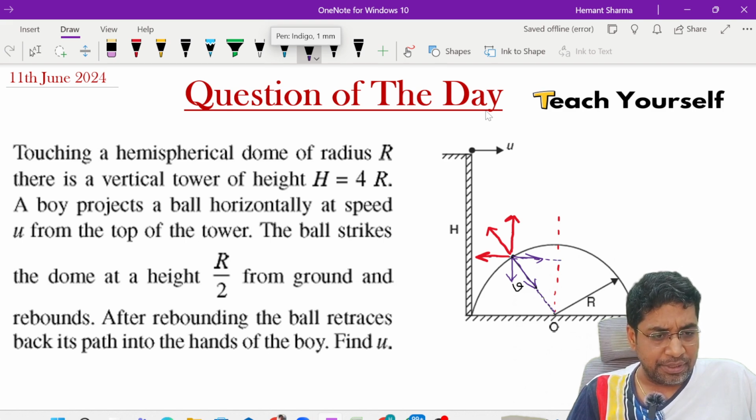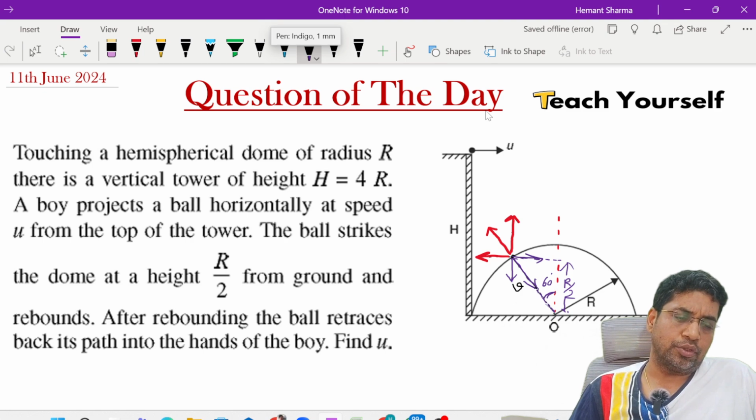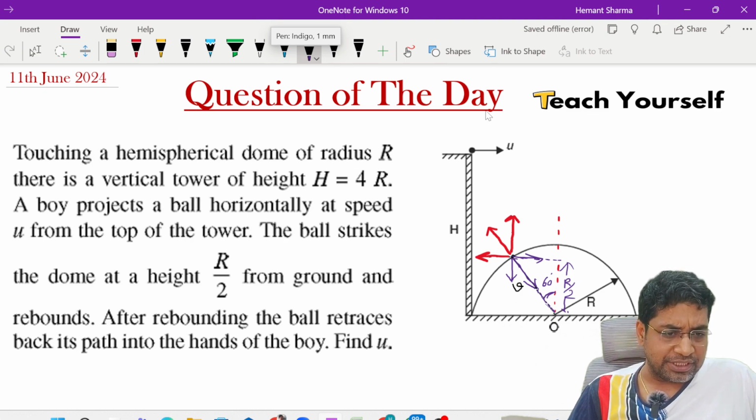At the same time, in this question it is written that the particle is striking at a height r by 2 from the ground. So if this is r by 2 and this is radius r, it means this particular angle must be 60 degree, because r cos 60 is r by 2. So this should be 60 degree.